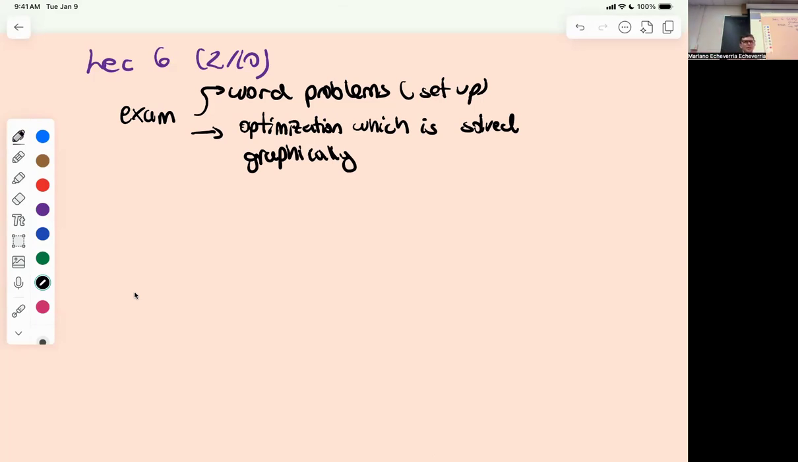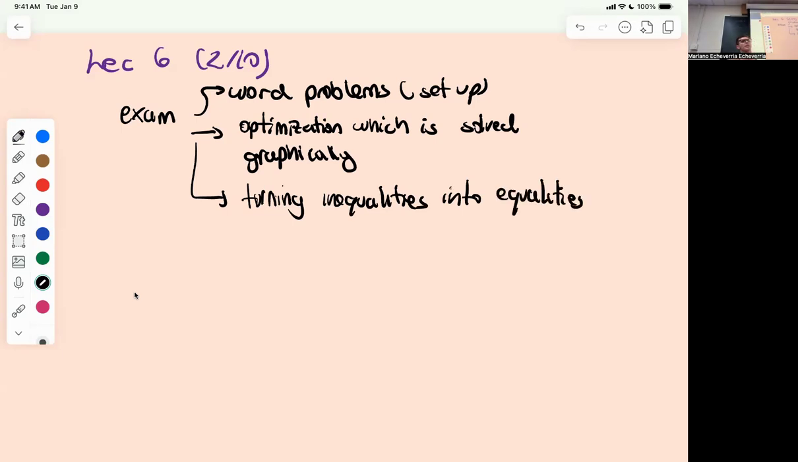and then you check for the corners. Then another important thing is to turn the inequalities into equalities by adding extra variables. That's also an important thing to keep an eye on, turning inequalities into equalities. And then finding basic solutions.